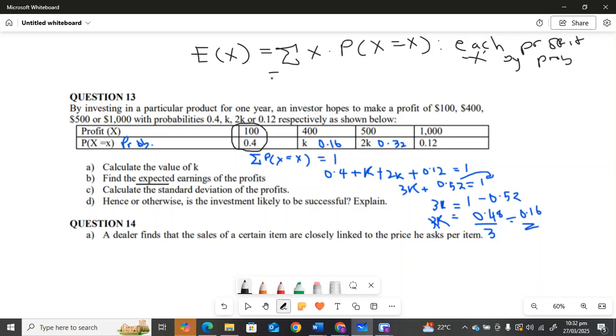Okay, so basically we start with the $100 profit, the probability is 0.4. So we're going to say 100 multiplied by 0.4. As I'm putting this, someone should be calculating. Plus profit of 400 times probability, 0.16, I mean.